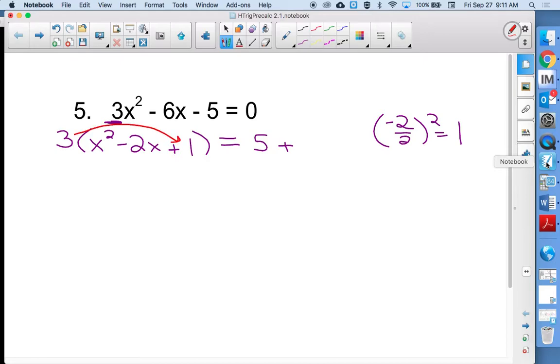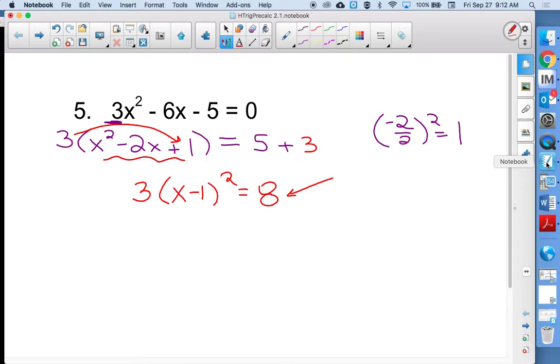Because even though I added a 1 on the left side, anything on the left side is really being multiplied by that 3. So on the right side, we're adding 3 because 3 times 1 is 3. And then to factor it, this is now a perfect square trinomial. The 3 stays outside. This becomes x minus 1 squared, and it's equal to 8. Today we're going to stop here and look at that form and try and think about what that means with a parabola.